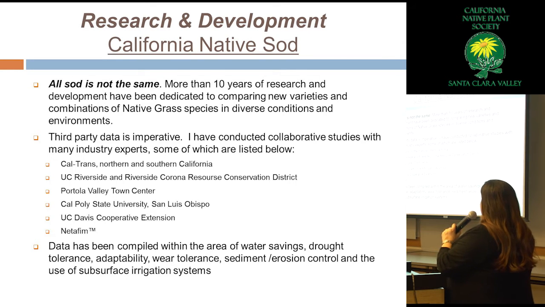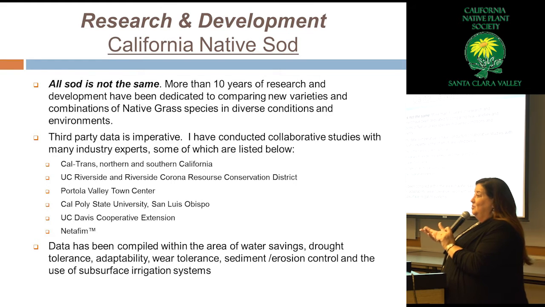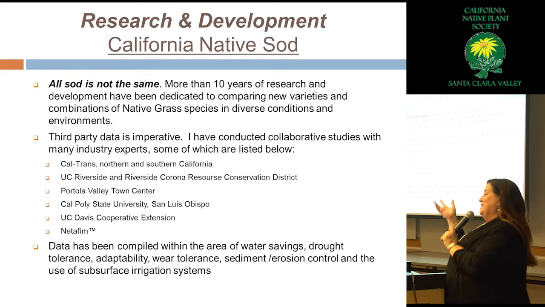And then the data that I've compiled, as I said, is on not just drought tolerance, but adaptability and wear tolerance. Are these native grasses going to take wear and tear? Are they our next football stadium? Levi's, they probably look like Levi's. That was not my product. They'd be torn up in 2 minutes, they wouldn't survive.